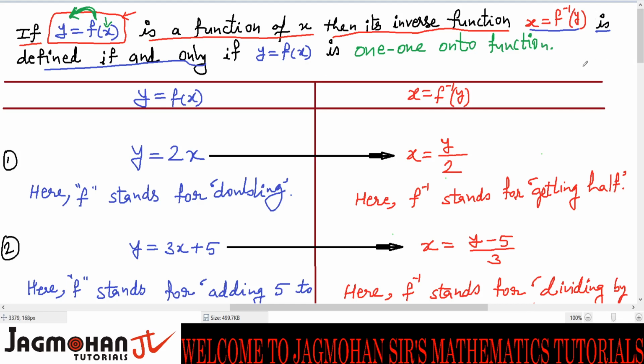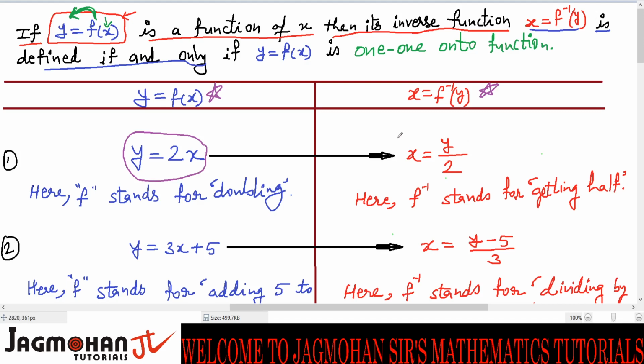Now for better understanding, students, what I have done is I have made two columns. In one column, I am writing y equals f of x, and in the other column I am writing its inverse, which is x equals f inverse of y. The point you need to note here is that all these functions, of the type y equals f of x, are one-one onto functions, and only then is the inverse defined.